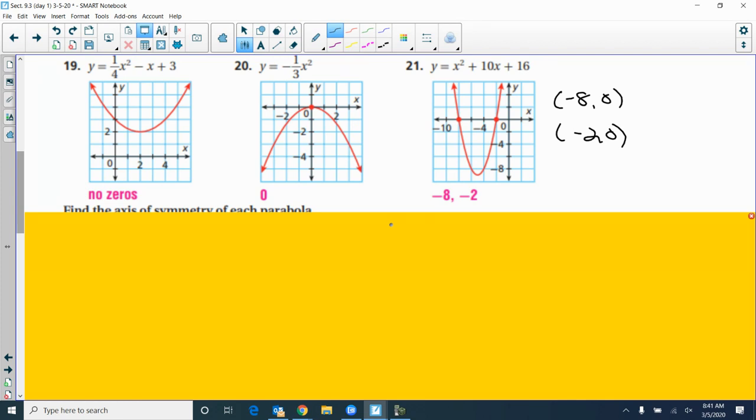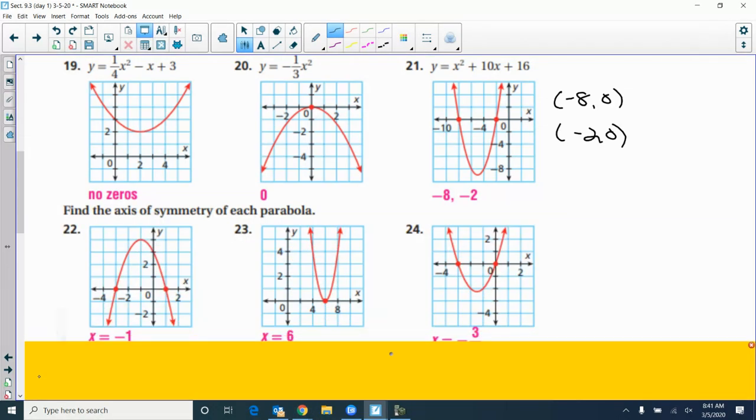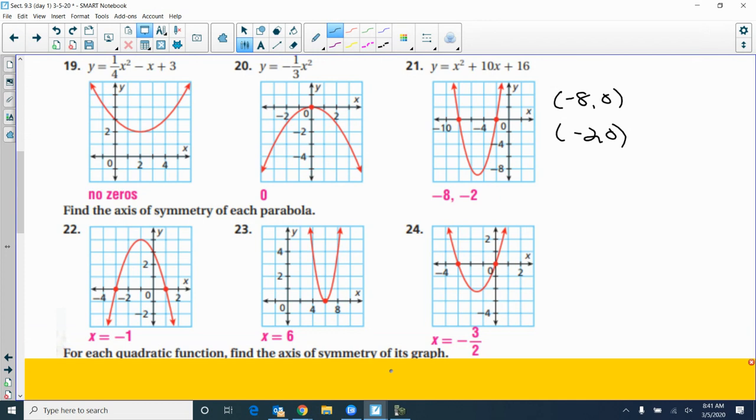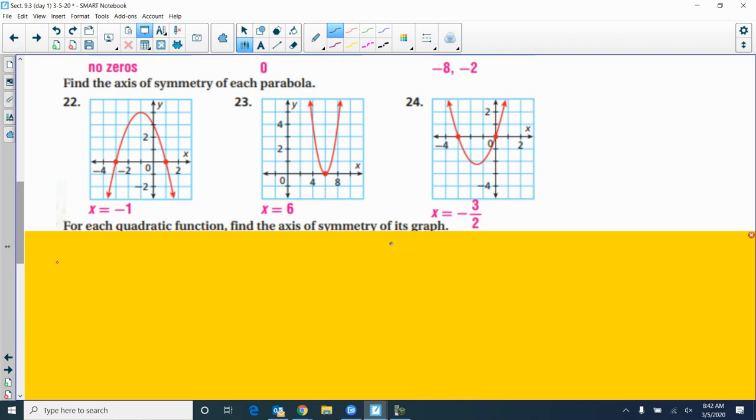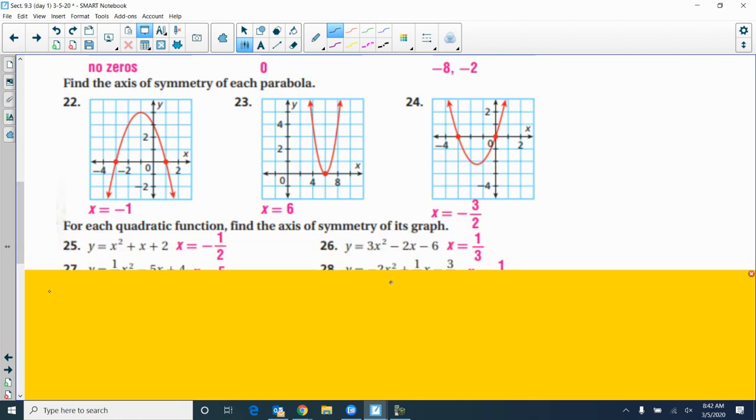Max, what do you got for 23? I got x is equal to 6. x equals 6. All you're doing is finding the axis of symmetry, cutting it in half. All right, 25. Lana, what do you got for 25? I got -0.5 and 0. What does it ask for 25? Find the axis of symmetry. All right, well, for that one, just write x equals -0.5 or -1/2.